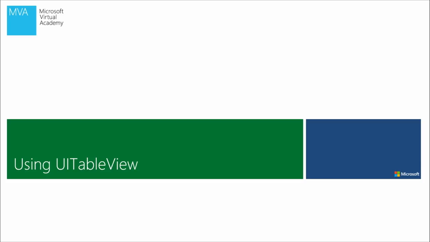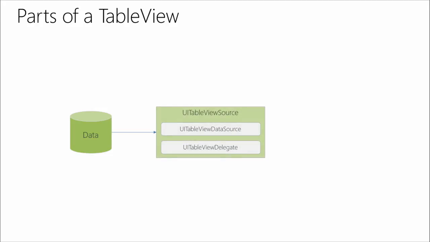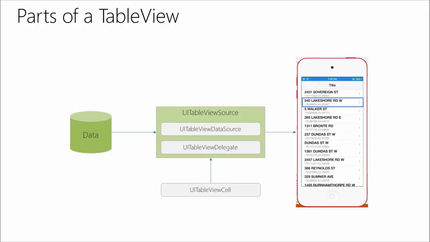And now we're actually going to start building out our application. So we're going to use something called a UI table view. And a UI table view is essentially a list view where we want to show a list of data in our application. So we're going to have data for a table view, and this table view is going to be associated with a UI table view source. Inside the table source, you're going to have a UI table view data source and a UI table view delegate. And then you're also going to have cells which are going to be used to present your data. And then eventually you're going to have a list that the user could scroll through and navigate through the application.